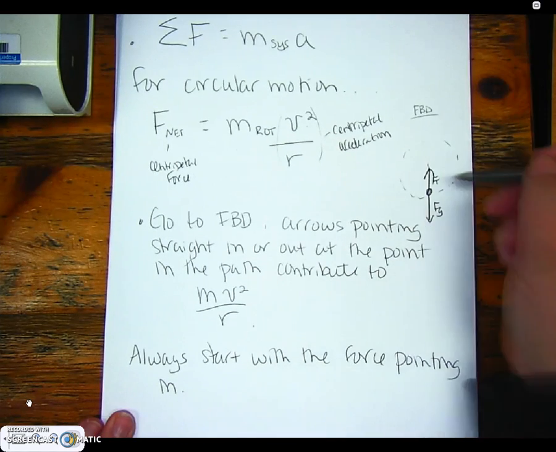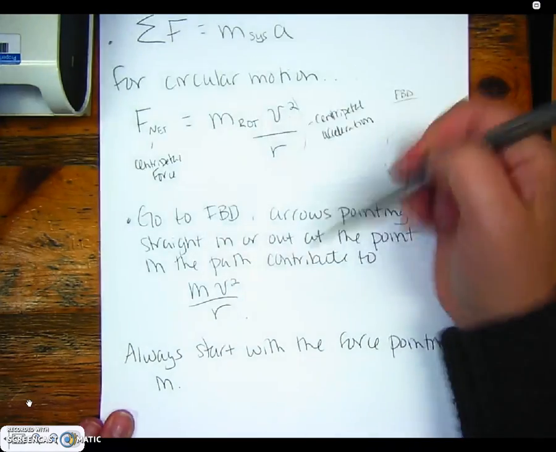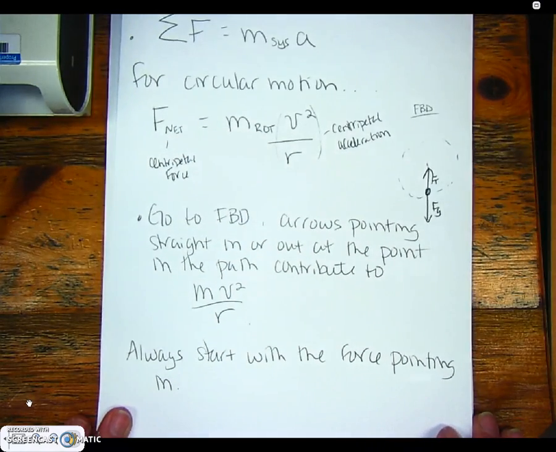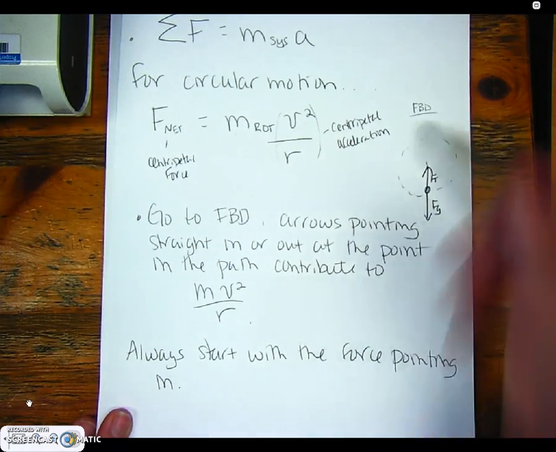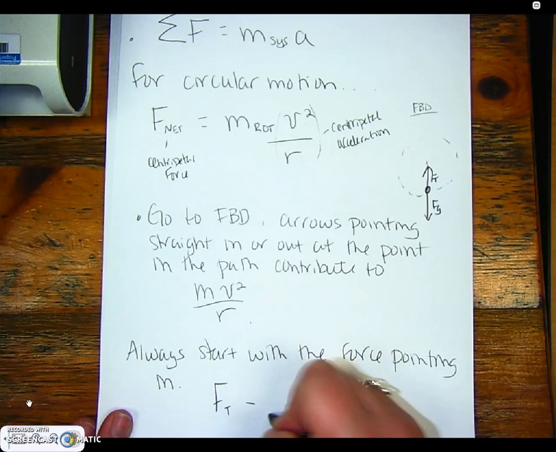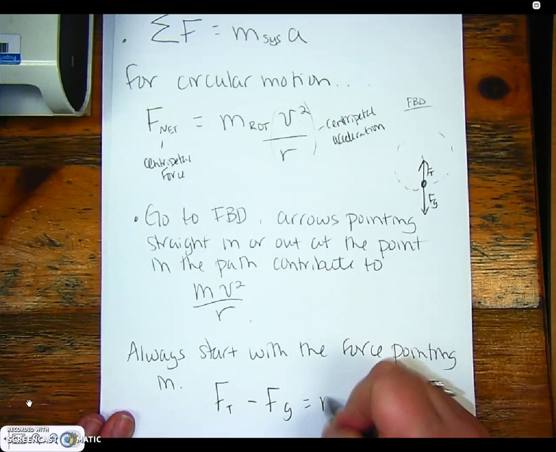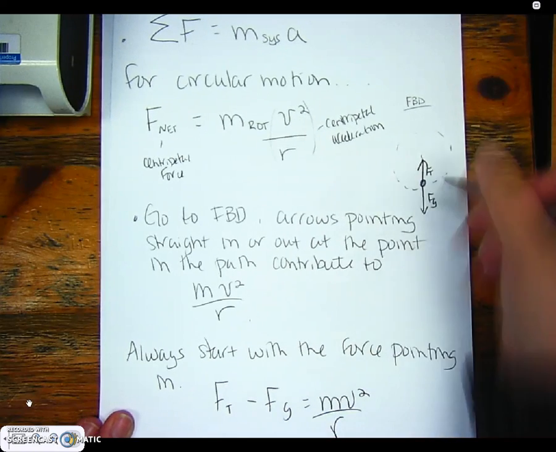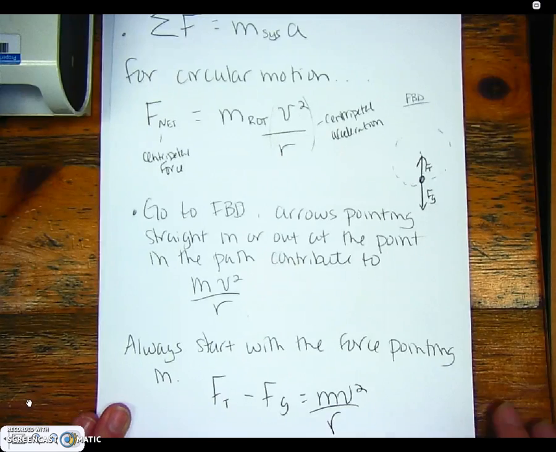That would be the positive direction, and if we make this positive, which is the direction of the net acceleration and the net force, we have to have them have the same sign mathematically. So for this, I would always say Ft minus Fg is equal to mv squared over r at the bottom of the circle.